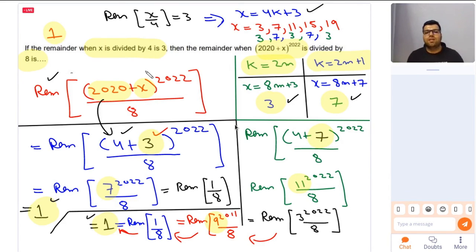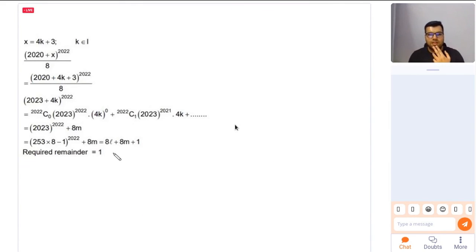So when I used 3 and did the calculation, the answer came out to be 1. And coincidentally, when I used 7 and did the calculation, the answer came out to be 1. So irrespective of whether x gives a remainder of 3 or 7 with 8, if x is of the form 4k plus 3, then this particular number in terms of x will always give a remainder of 1 when divided by 8. So the question was designed in such a manner. So the answer was 1. This is the solution by binomial. You can refer to this also. And I have also given you the solution by my method.